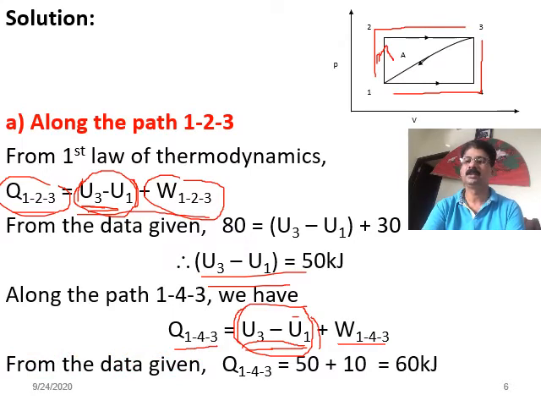work W143. Now we will see what is given here. W143 is given, you can check the previous problem statement. W143 is 10 kilojoules and U3 minus U1 we calculated in the previous part, that is 50. So Q143 you will get as 60 kilojoules. The problem is very simple. The only thing is you should know how to apply the first law equation to these paths.